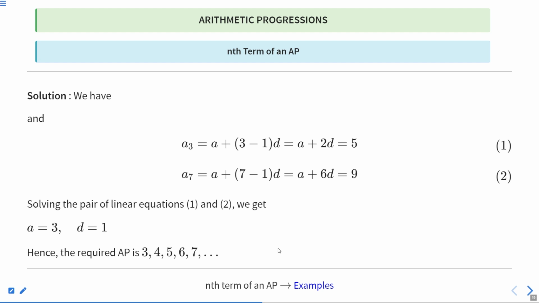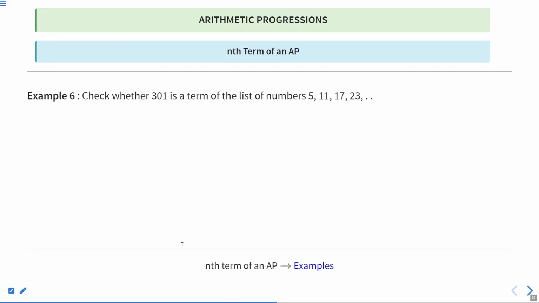So this is the AP whose first term A is equal to 3 and the common difference D is equal to 1. Now let us move to the next example.